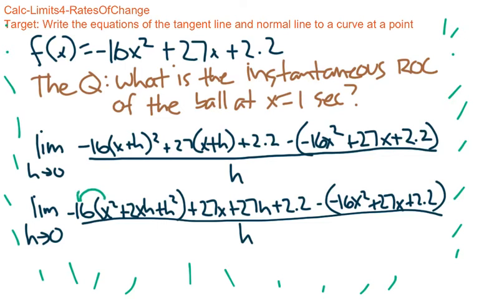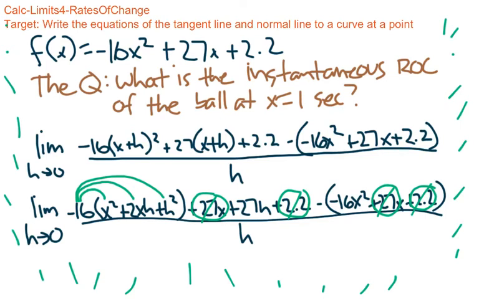One thing I want to point out is that this negative 16 is being applied to all three of those parts. This 2.2 is canceling with this 2.2, and the 27x is canceling with this one over here because it's subtracting. Notice that this negative 16x squared is going to cancel with this one, so I'm going to skip that step. I'm going to skip pages here, and we're going to end up with every single term having an h in it.